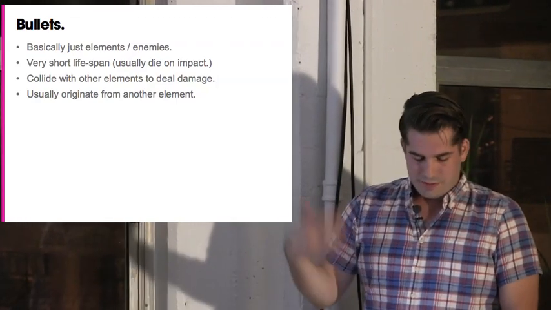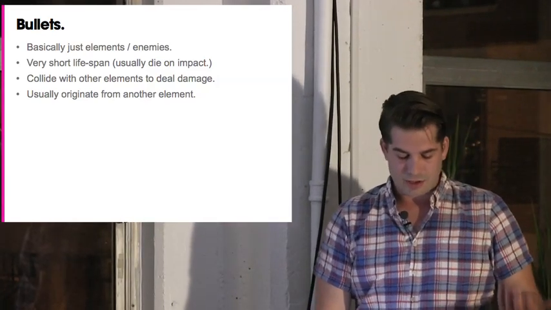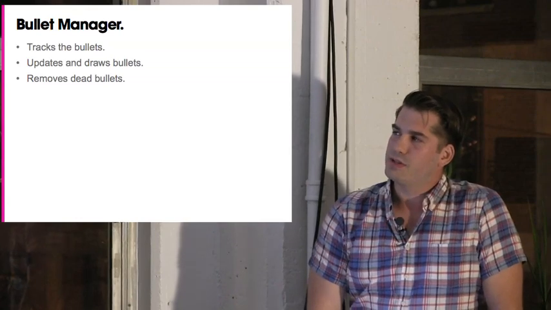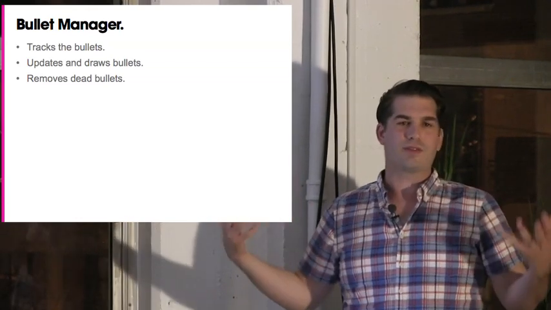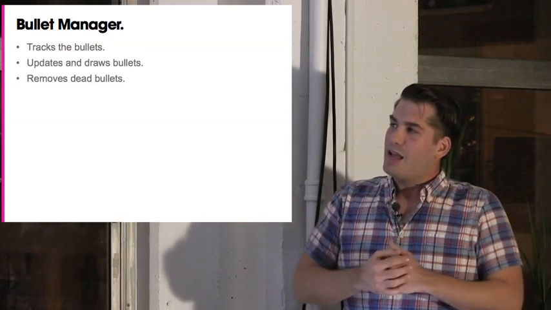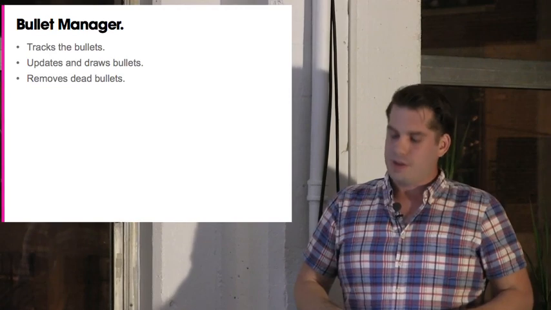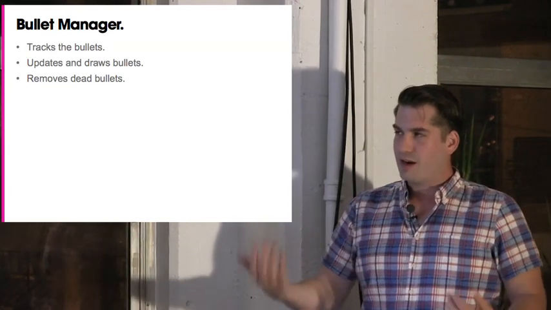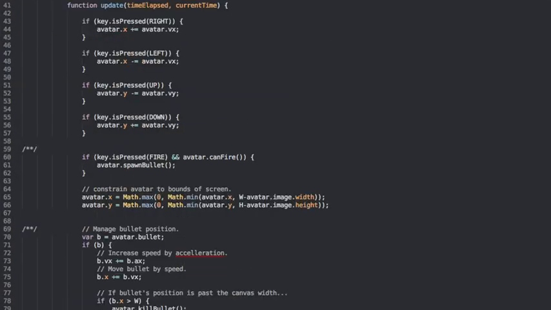And they usually originate from another element on the screen, like an enemy or your avatar. And for this, I also would suggest doing something like a bullet manager that would track all the different bullets as they're flying through the sky and update them and do the draw function for those, and also to remove the dead bullets once they've hit something or gone off the screen. So let's look at that real quick.